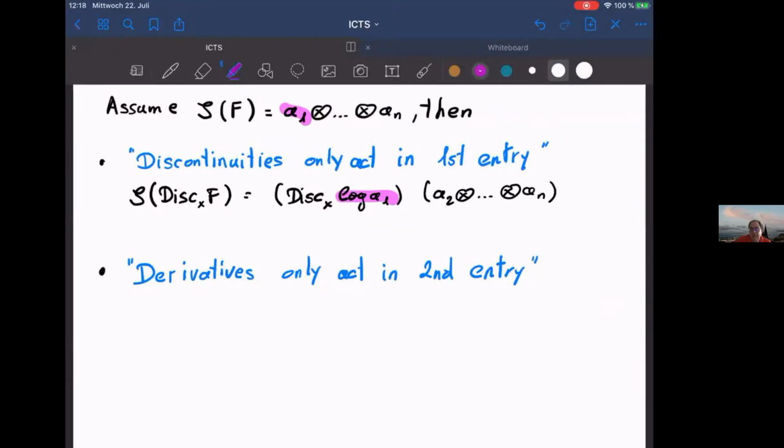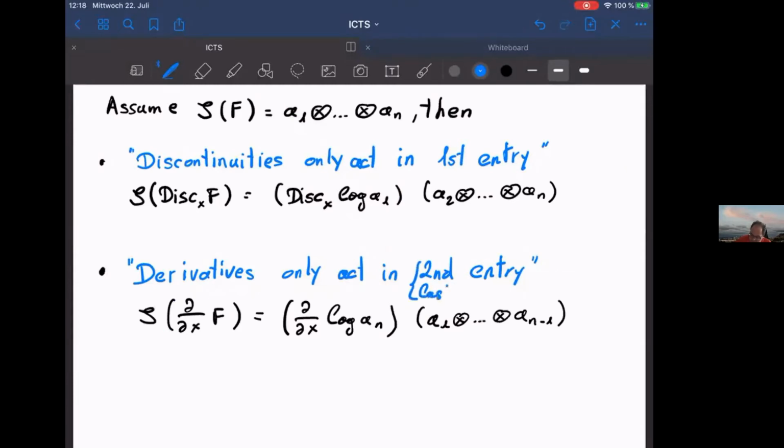So we also said derivatives only act in the second entry of the coaction, and maybe let me again add here, last. In the coaction usually we only have two, so second and last is the same. So when you compute the symbol of a derivative of a function, it is the same as computing the derivative only of the last entry. Where again, you have to remember that an actually means log an. Okay? Those are just the generalizations of the formulas that we had for the coaction half an hour ago.